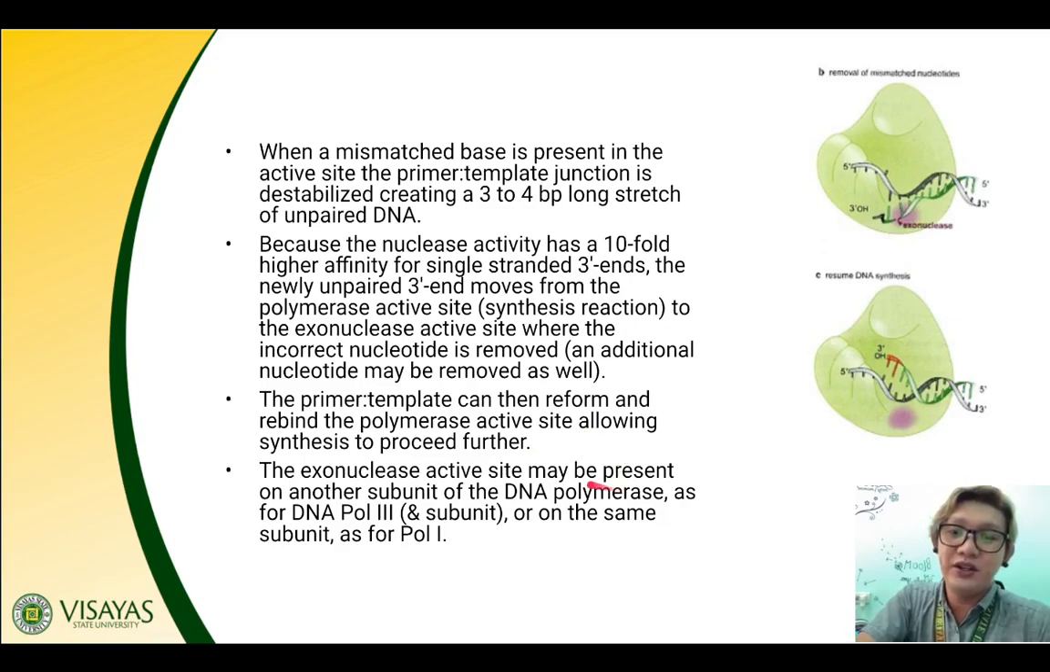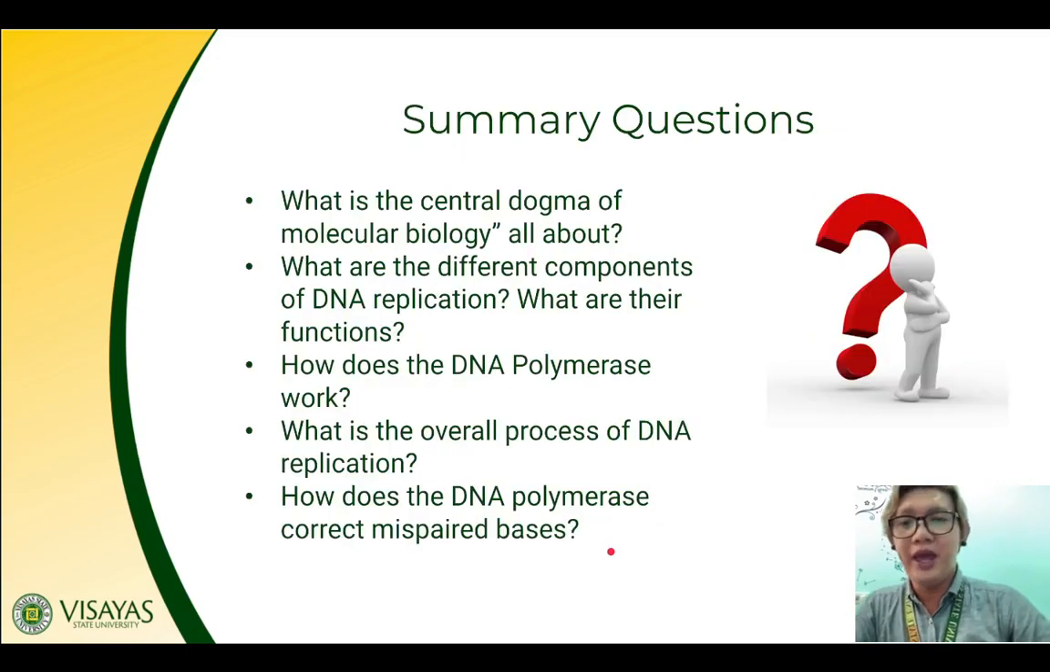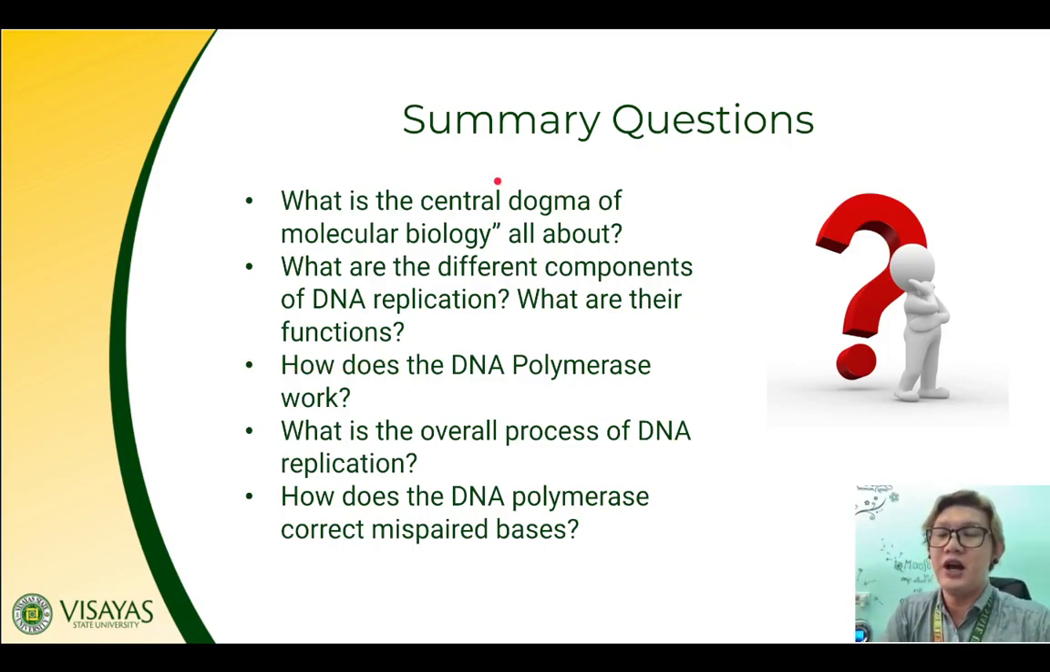So the exonuclease active site may be present on another subunit of DNA polymerase. So DNA polymerase for eukaryotes and Pol I for the prokaryotes. Okay, so those are the different concepts that you have to learn regarding our lesson for today on DNA replication during the S phase of the cell cycle.